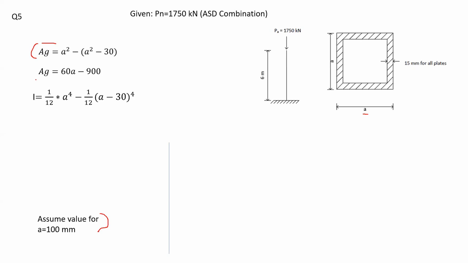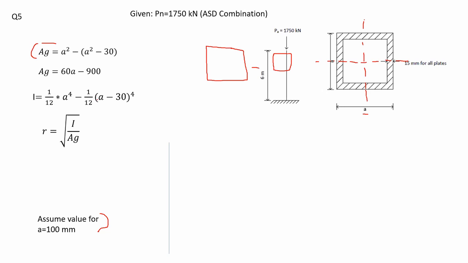Now I will continue and find the moment of inertia. If you consider the moment of inertia about the x-axis or the y-axis, both of them would be the same, since it is a symmetrical shape. So calculating the moment of inertia, I calculate it this way: this square minus the inner square. That's why I have 1/12 times A to the power of 4 minus this value.